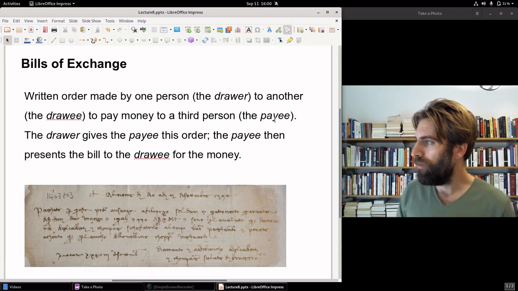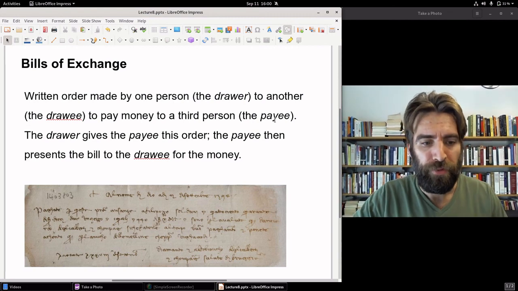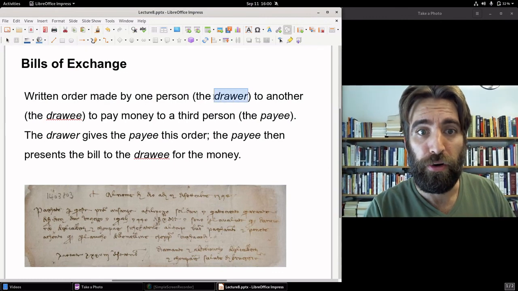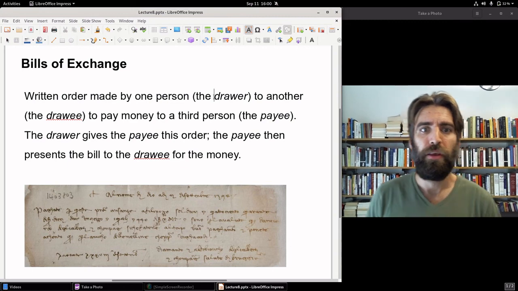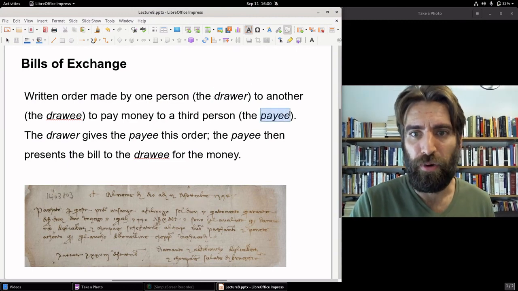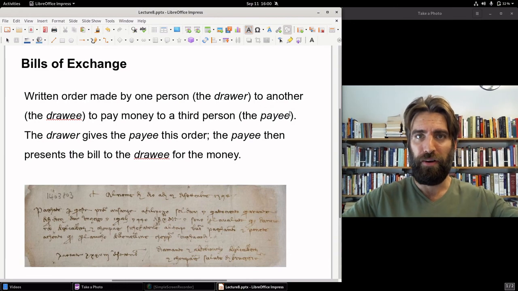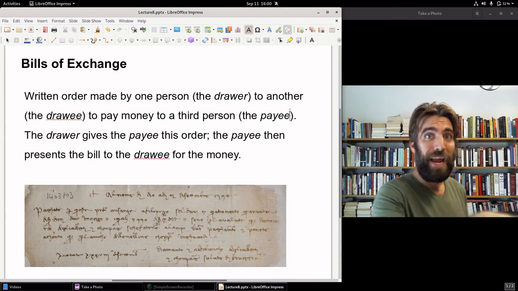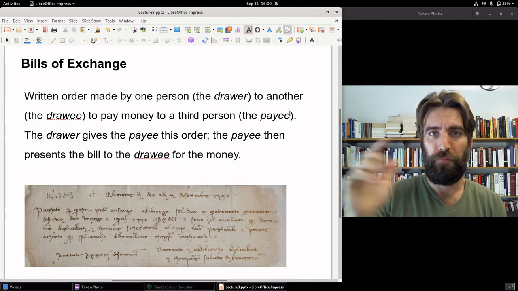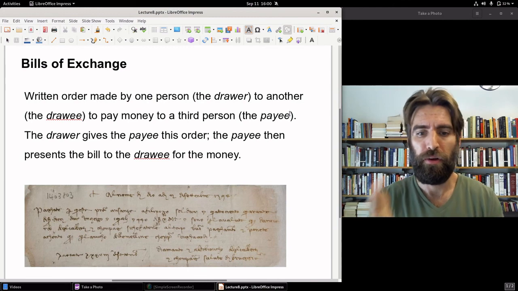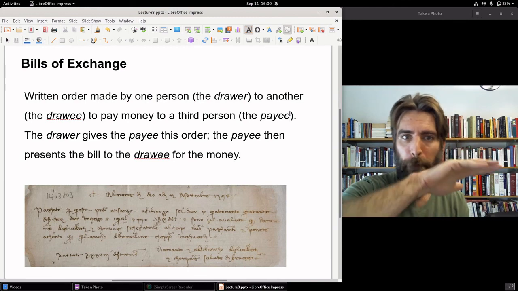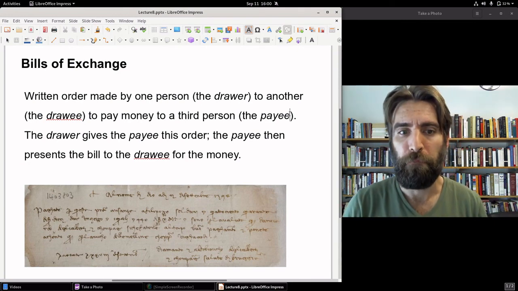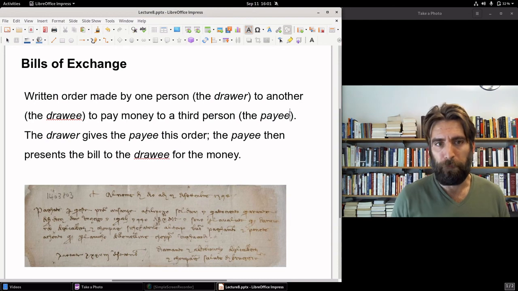Okay, so if you have to pay rent and your rent's $1,000, you write a check, your name is on the check, you're the drawer, right? You're drawing the check. The payee is your landlord. So you put the name of your landlord there on the check, and you put $1,000. That check is an order to your bank, you know, Wells Fargo or whatever, MidFirst Bank, you pay this person $1,000 in money.